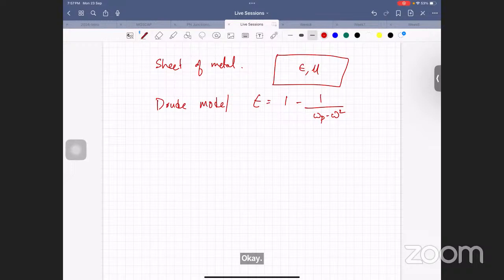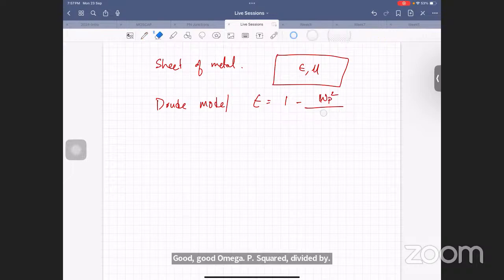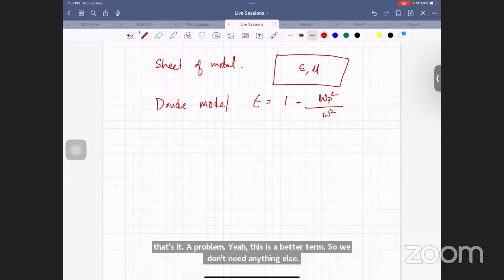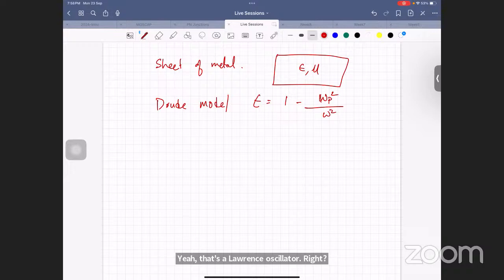There should be omega p square by omega. Good, omega p square divided by omega. That's enough, no? This is a metal, so we don't need anything else. Yeah, that's a Lorentz oscillator, omega square. As frequency increases, what happens to the permittivity? If the frequency is very low, what happens?